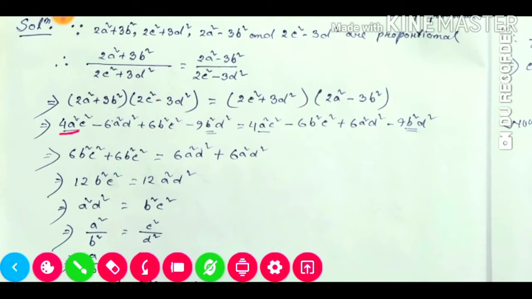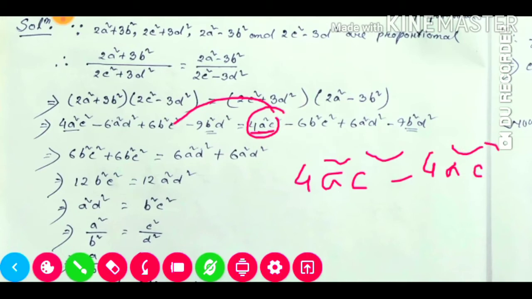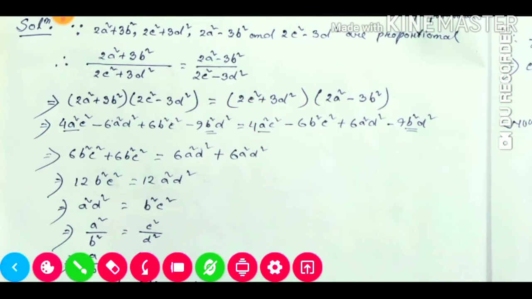Here you will see 4a square c square, and here also 4a square c square. Before one is a plus sign, and before the other, nothing means plus sign, so it will cancel. Because how? See, 4a square c square, if we shift this number from the right hand side to the left hand side, the sign changes. So the sign is plus here, so it will be minus 4a square c square. So this will cancel, same things, so the result will be 0. So there is no need to write this one, so directly we are cancelling this one.